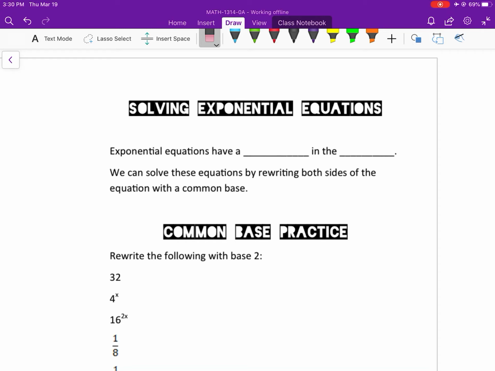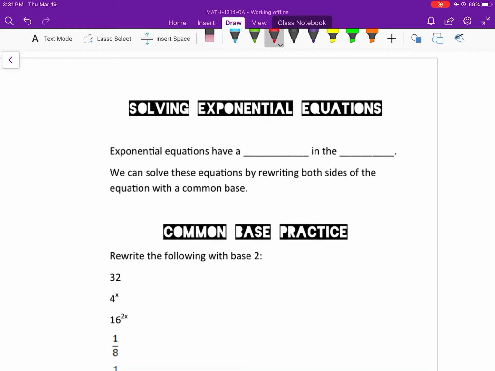Alright, so welcome. We are starting Chapter 7, Section 7.1, which is all about exponential equations. Okay, and so we have a foldable here that I'm going to fill in throughout this video to help you get through 7.1. Please feel free to look at this foldable in your class notebook, OneNote class notebook, and it'll be filled in there as well.